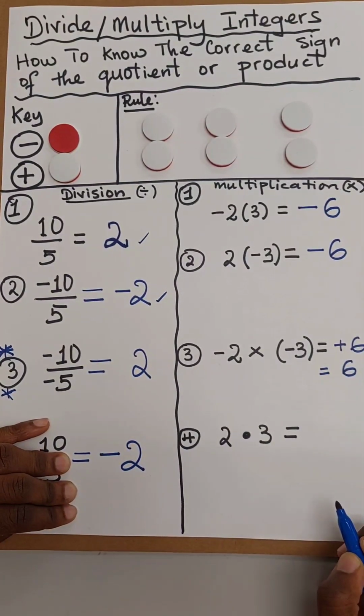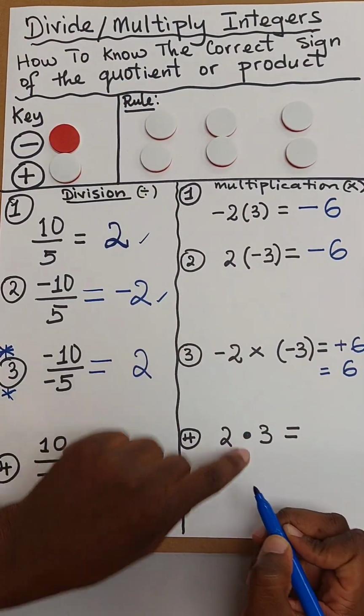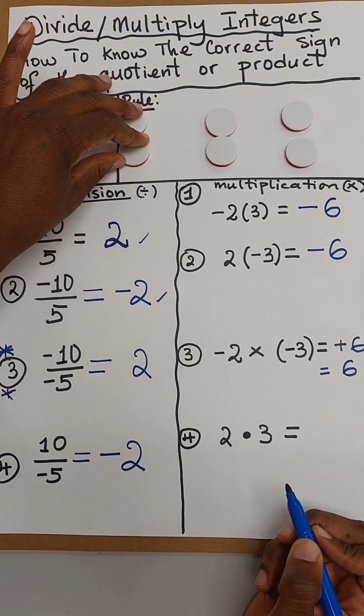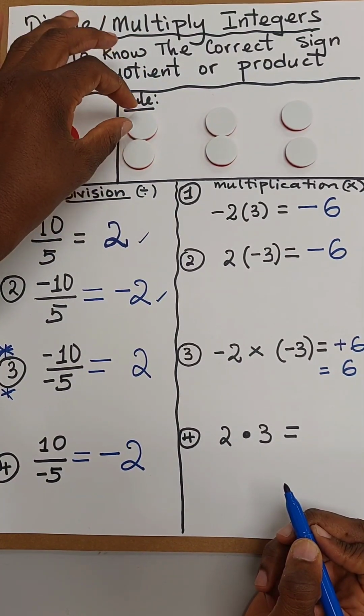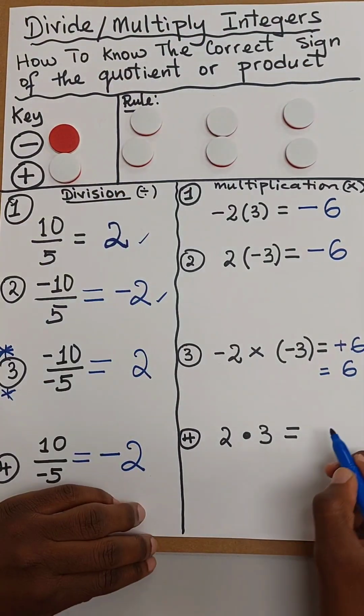Okay, the last problem, we have positive 2, 2 white chips, times 3. The 3 is positive as well, so this is the easy one. Positive 2 times 3. Make 3 groups of these 2. So I got them, 1, 2, 3 groups. So positive 6.